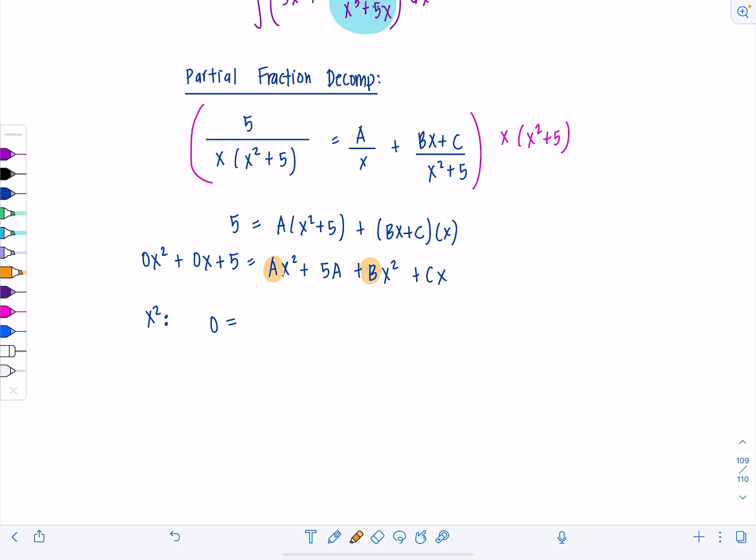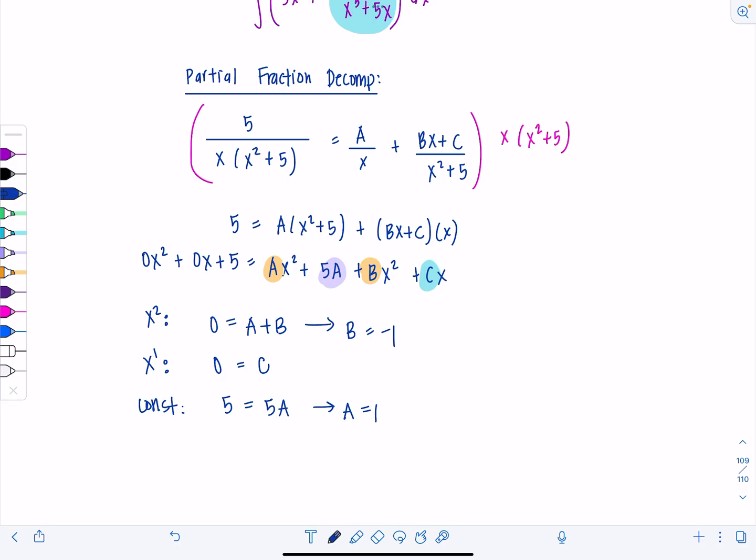Okay. Now what about x to the first? Again, 0 is on the left. What are the x's on the right? Just Cx. So that means C is equal to 0. And then your constants, 5 is the constant on the left, and 5A is the constant on the right. So 5 must equal 5A. That means A is 1. And if A plus B is 0, then B is negative 1.